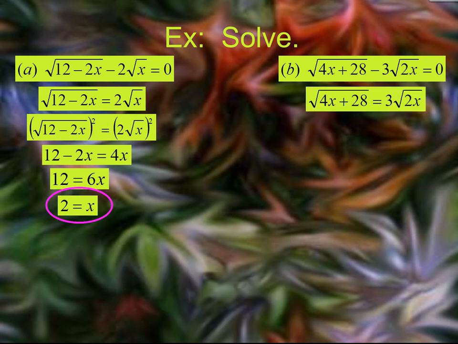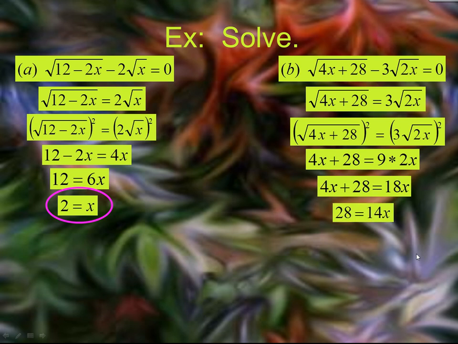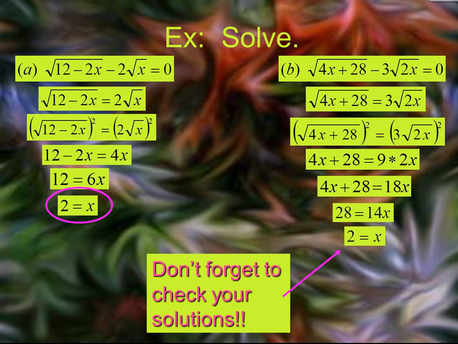Okay, so we add this term to the other side, square both sides. So what am I going to get? Well, what am I going to get on the right side? 4x plus 28 and 9 times 2x, because I got to square the 3 also. 18x, subtract 4x, divide by 14, x equals 2, and it'll check. If we plug it in, it works.